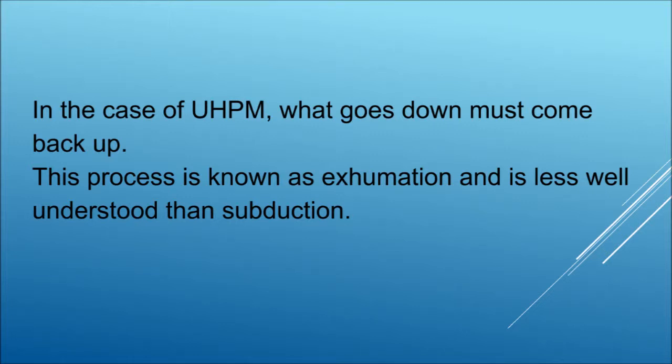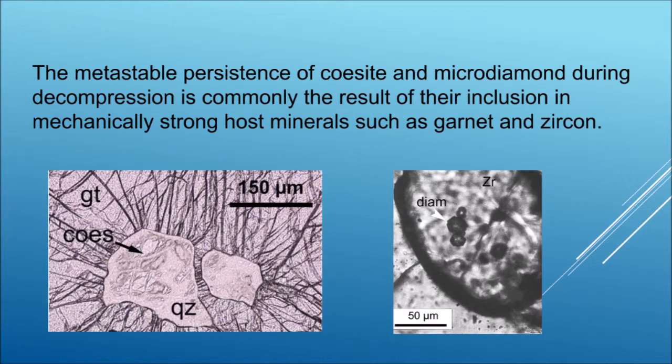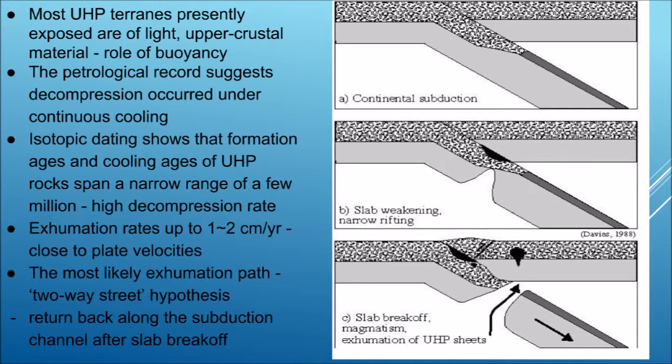In the case of ultra-high pressure metamorphism, what goes down must come back up. This process is known as exhumation and is less well understood than subduction. The persistence of calcite and microdiamond during decompression is a result of their inclusion within strong host minerals such as garnet and zircon, which act as pressure vessels, preventing their retrograde metamorphism.